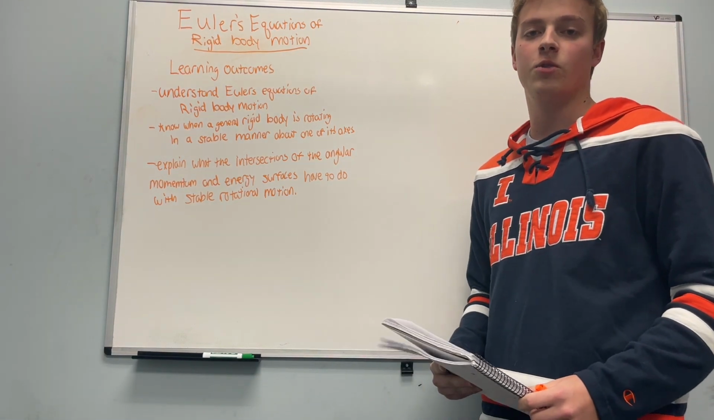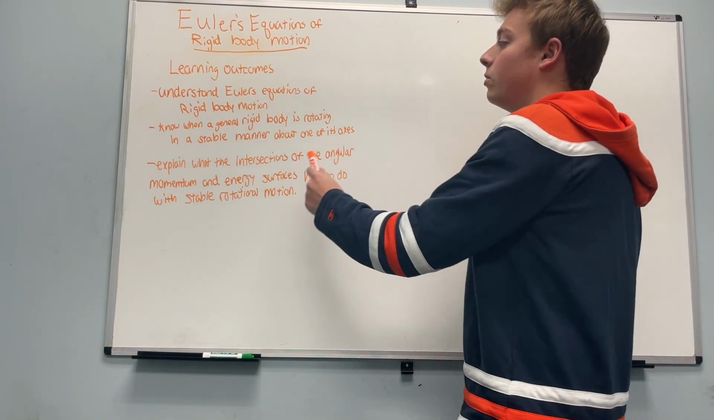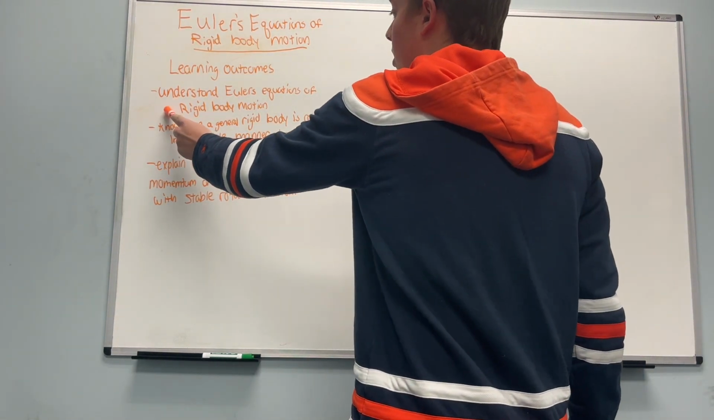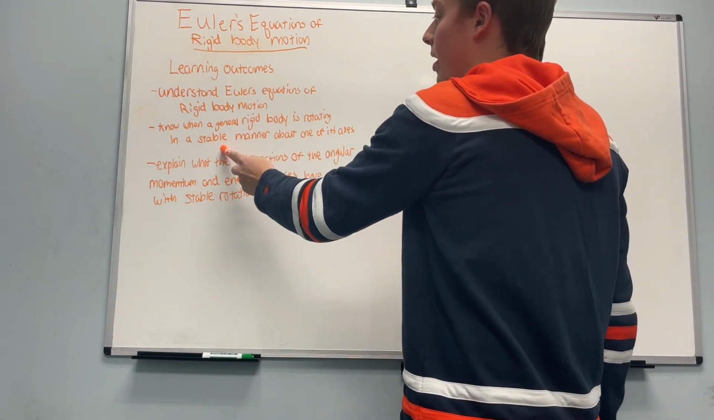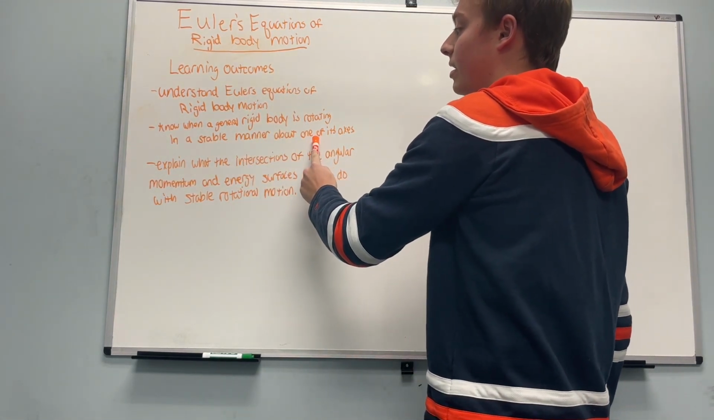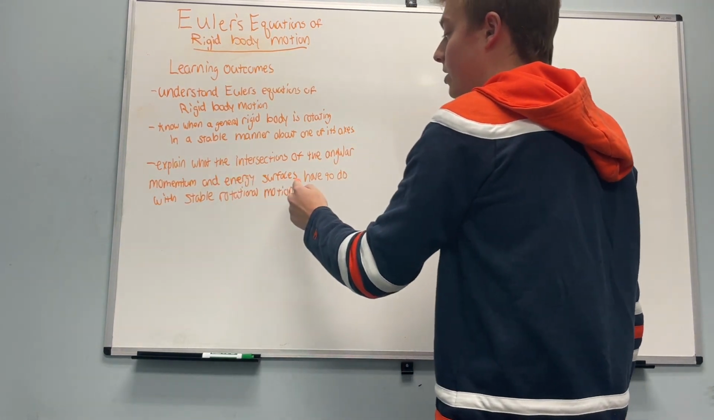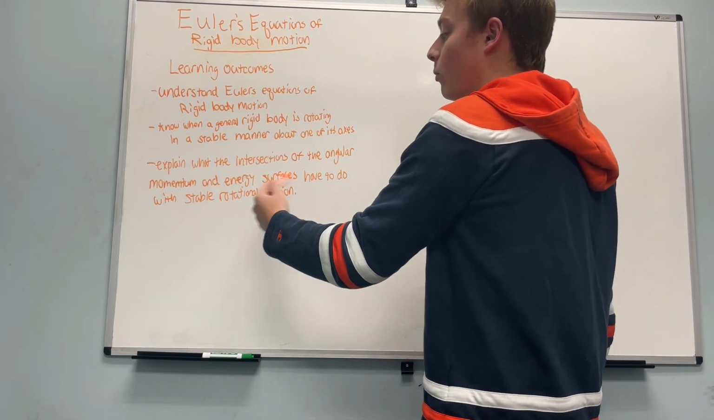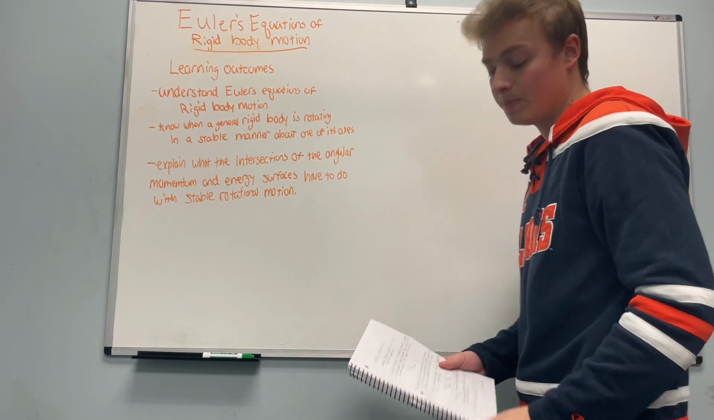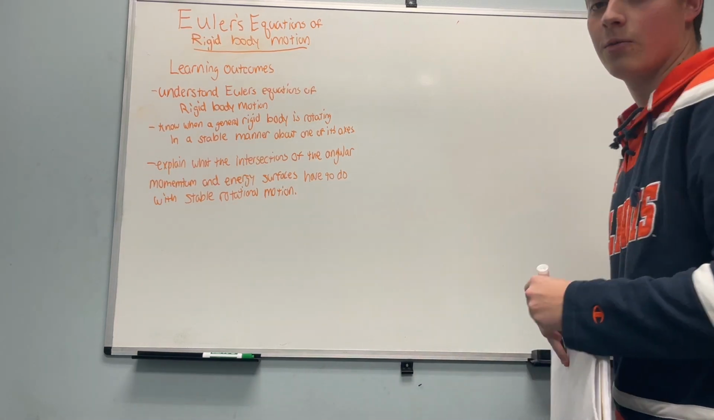In this video, we'll explain Euler's equations of motion, and throughout this video, we will understand Euler's equations of rigid body motion. We will know when a rigid body is rotating in a stable manner about its axis, and we will be able to explain the intersections of angular momentum and the energy surfaces and what they have to do with stable rotational motion. And first, we will derive Euler's equations of rigid body motion.